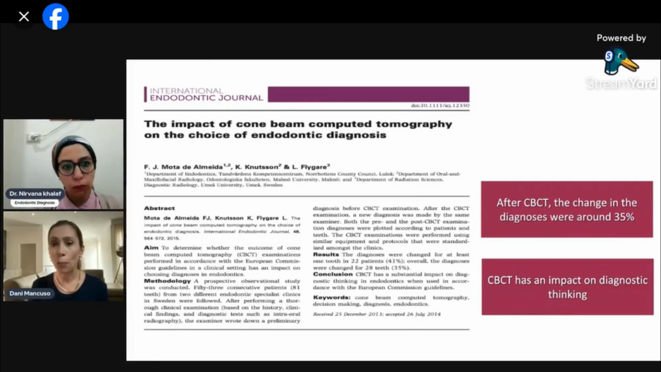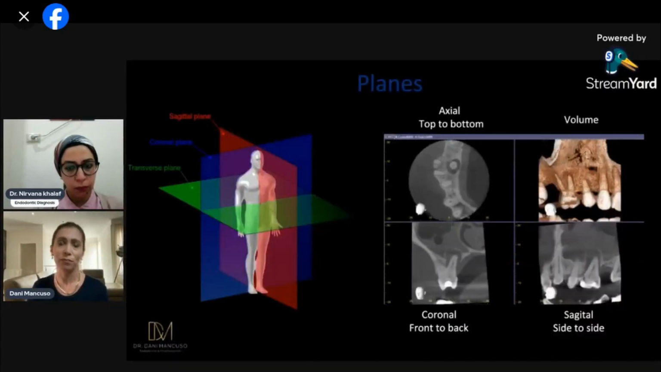It changed completely the way I think. When I look at the X-ray, I say, there's probably something else beyond that X-ray. Perhaps on the CBCT, I will see more. And it's exactly what happens. So it changed completely the way you do your diagnosis nowadays if you are used to CBCT technology.